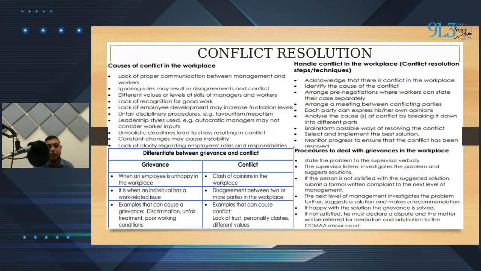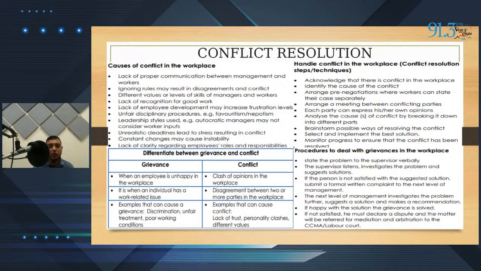We need to know the difference between grievance and conflict. So, grievance: when an employee is unhappy in a workplace, it is when an individual has a work related issue. Examples that can cause a grievance are discrimination, unfair treatment, poor working conditions. So, remember, it is when you are unhappy in the workplace. Conflict is a clash of opinions in the workplace, disagreement between two or more parties in the workplace. Examples of conflict are a lack of trust, personality clashes, and different values.